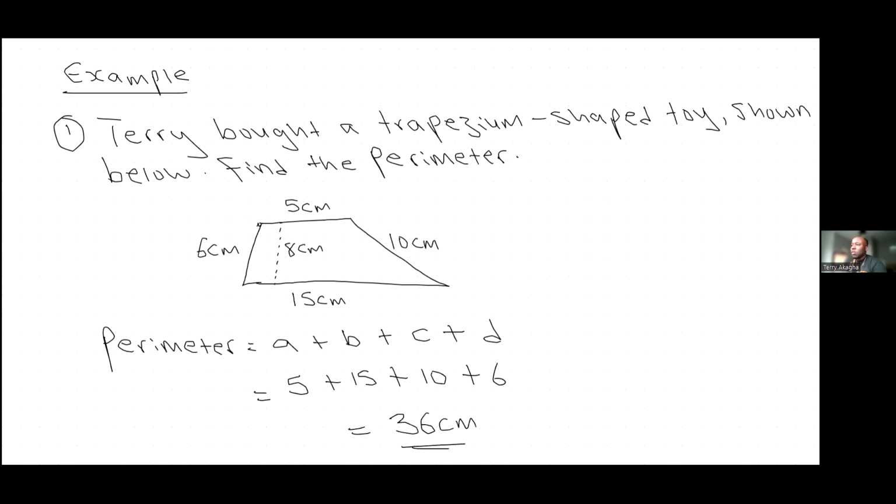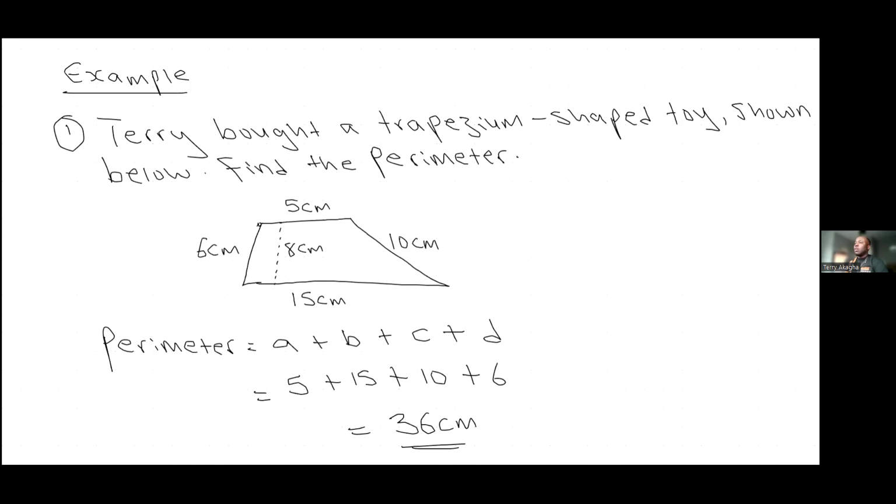Okay? So, yep, that is, because this is 16. All right, is that correct? So 5 plus 15 is going to give you 20, plus 16. Yep, so that's 36. So that's correct, 36. All right. So that is 36 centimeter, and that is the perimeter for this shape.